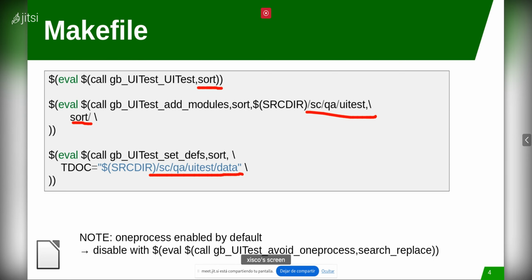Something to mention is that by default, the UI tests are executed with one process, meaning that all the tests inside the target of the makefile are executed with the same process. Before, a new process was created every time LibreOffice was executed, but it was much slower, so it was changed to execute all the tests in one process.